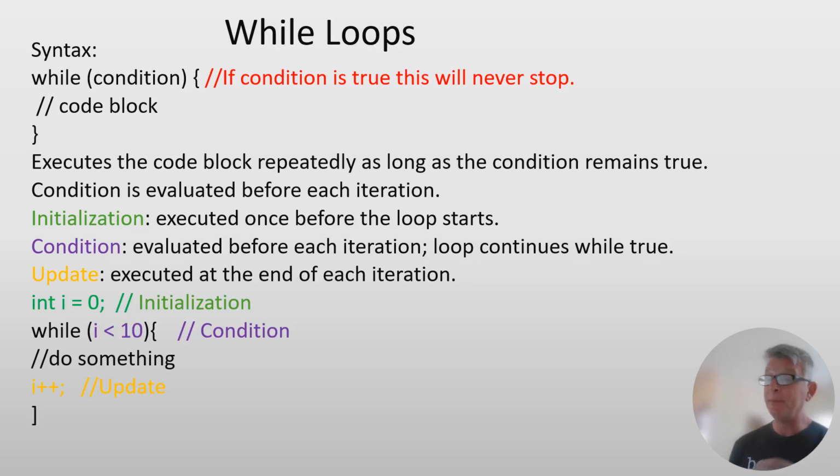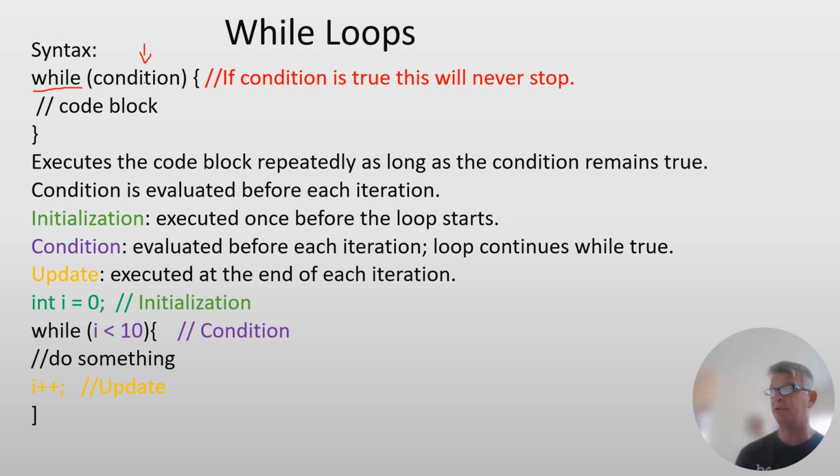Now our while loop is a deconstructed for loop. The keyword for our while loop is while. And then this is what we want to stay true until we don't want it to run. We want this to run as many times as this is true.